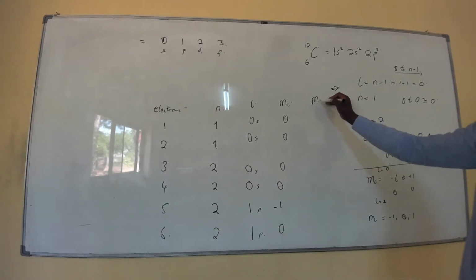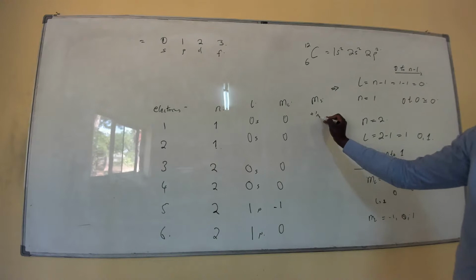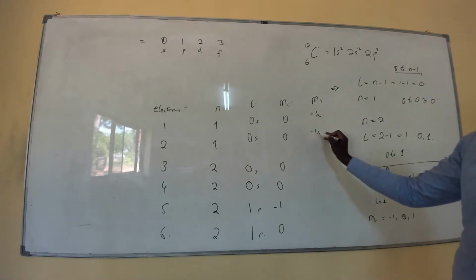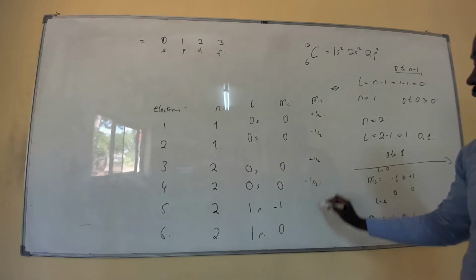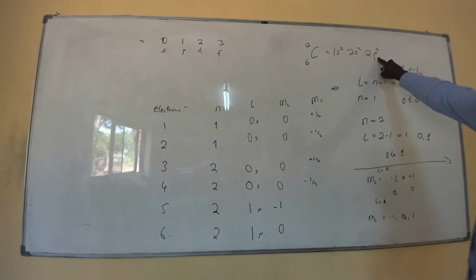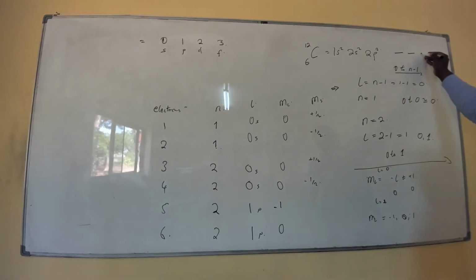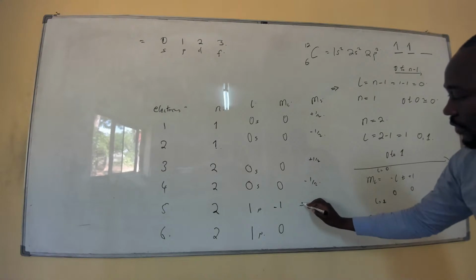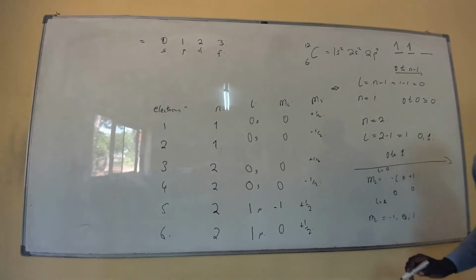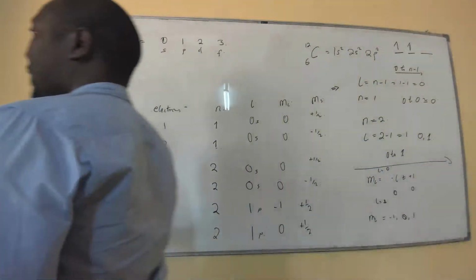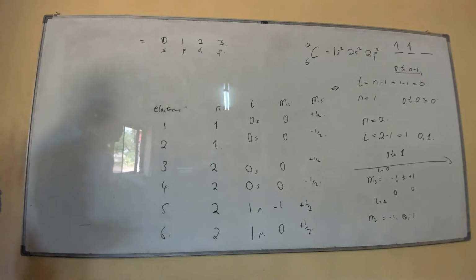Then for the spin, it's very easy. One will be plus half if they're in the same energy level, and the other will be minus half. The same applies here, plus half, minus half. Here now, since the p orbitals are 3, there will be 1, 2, 3. According to Hund's rule, they should be singly filled first. So you have 1, 2, meaning this will have a positive, and this will have a positive. That's how we write the quantum numbers for carbon.